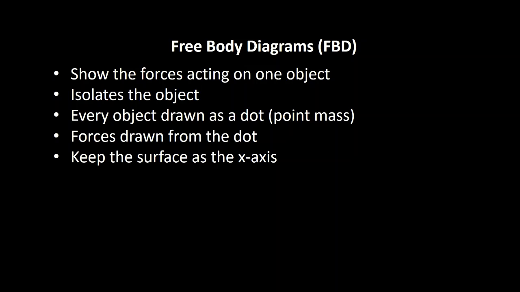I will always keep the x-axis as the surface. So if it's a horizontal surface, no big deal, we have a standard coordinate system. However, if we do have a ramp, like a ski slope or a hill, then we may have to tip our x-axis to stay consistent with doing this.